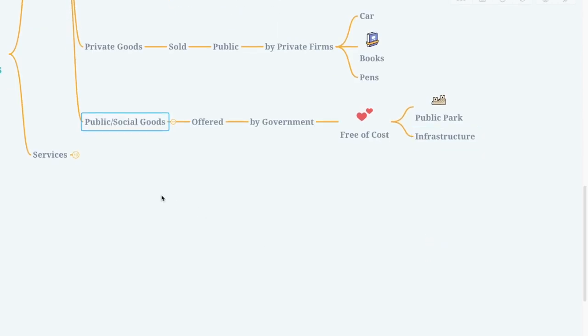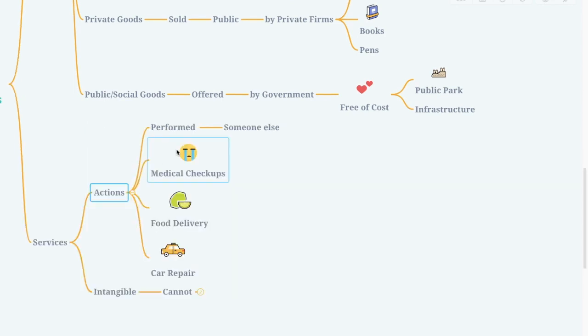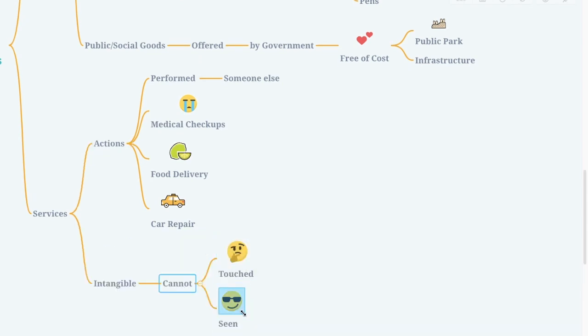Let's look into services. Services are actions taken or performed by someone else, like medical checkups, food delivery, car repair, car washing, and so on. They are intangible in nature. That means they cannot be touched and seen.